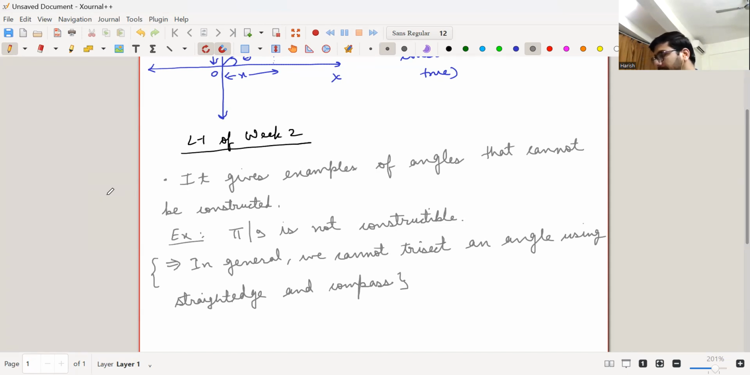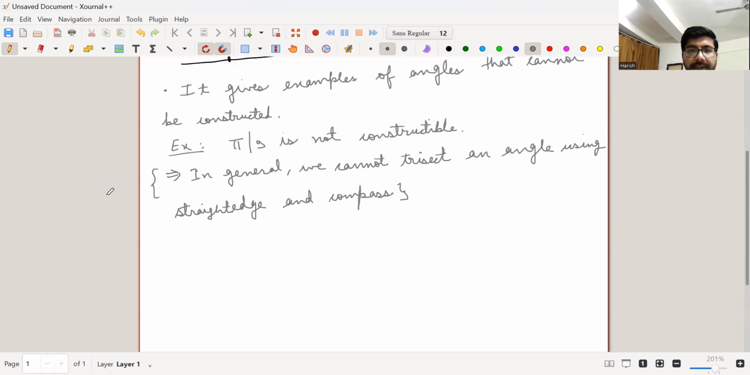What was the idea behind it? I won't explain the entire detail, but I will give a glimpse of the idea used. The proof uses: let A be cos pi by 9.